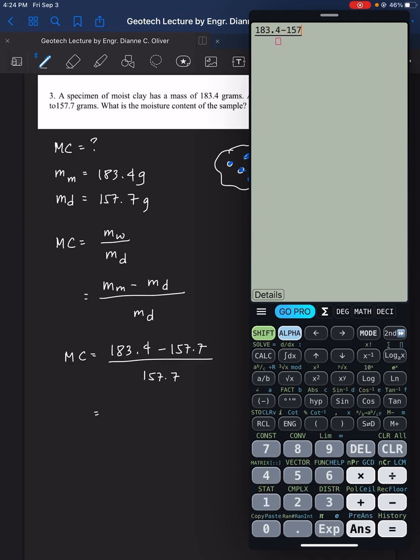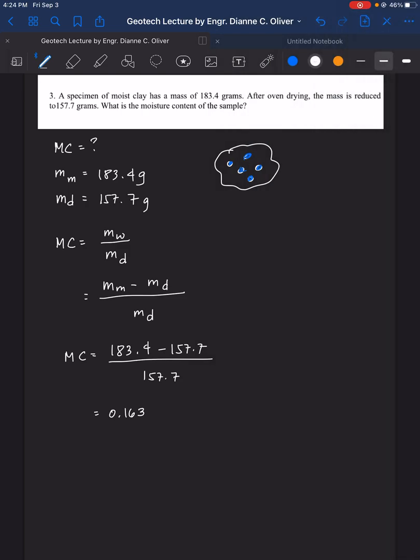183.4 minus 157.7 all over 157.7. So the answer here is 0.163. The problem did not specify if we are going to answer in percent. So moisture content is 0.163, or that is 16.3%. So that's the moisture content.